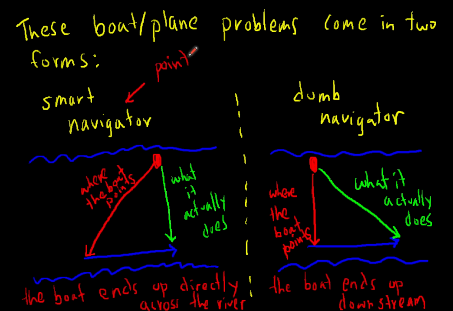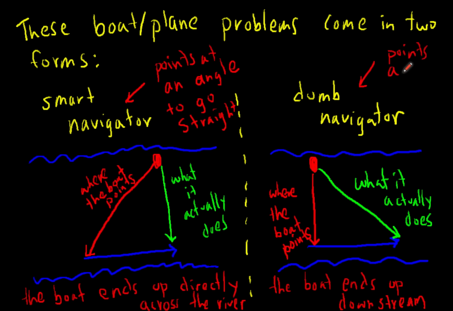The smart navigator points at an angle to get across. The dumb navigator doesn't think to point at an angle and instead points across and ends up downstream.